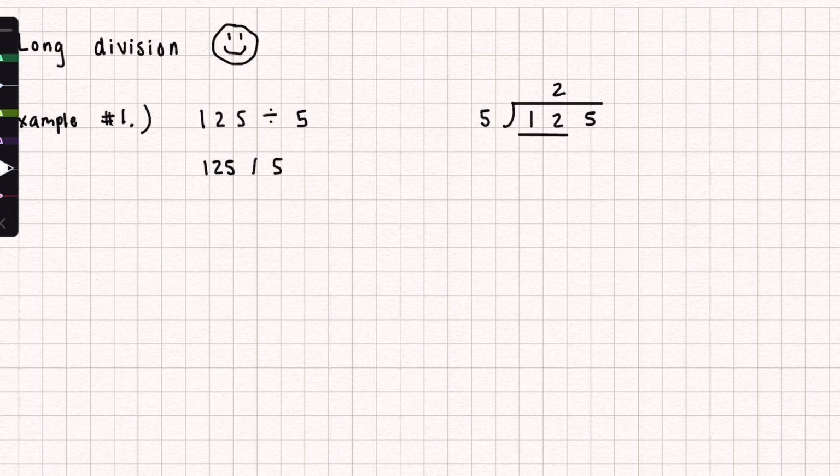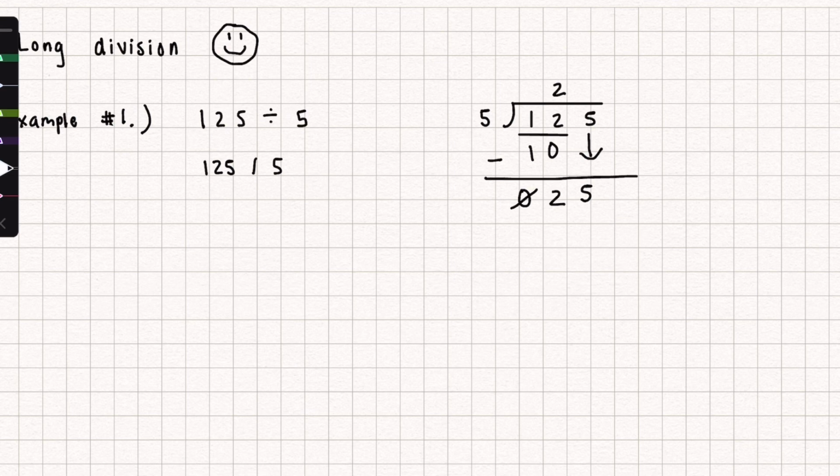And what are 2 5s? That's just 10. So we're going to write 10 down here. And what you do here is you subtract these numbers. So 1 minus 1, that's 0. 2 minus 0, that's 2. And you bring down this last digit, and that's 5. So how many times does 5 go into 25? Well, 5 times 5 is 25, so 5 goes into 25 5 times.